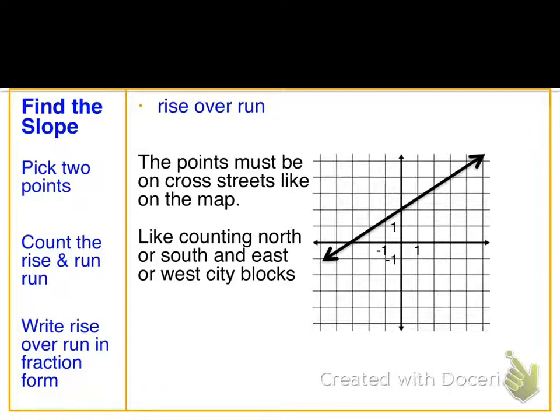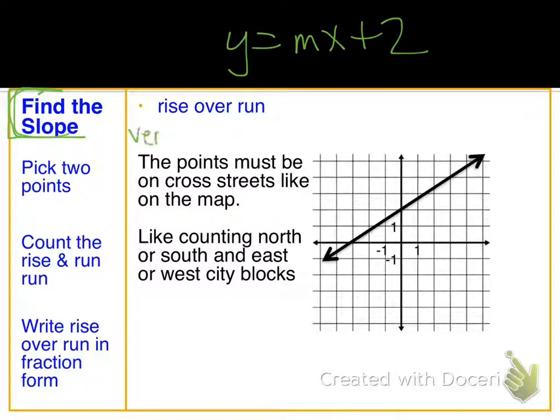Now we have to find the slope. After we found the y-intercept, I'm going to write it up here. We had y equals mx plus 2. Find the slope. Now, we've done this already. Remember when we did vertical change over horizontal change? Well, that is the same as saying rise over run. Sometimes you will see the phrase rise over run. You have to know that that means slope.